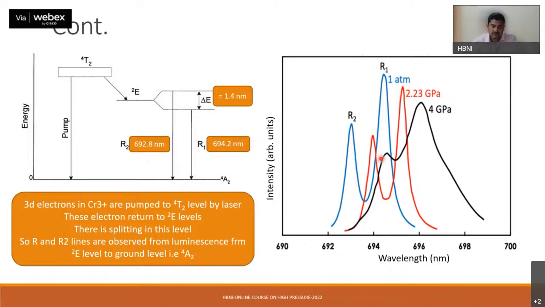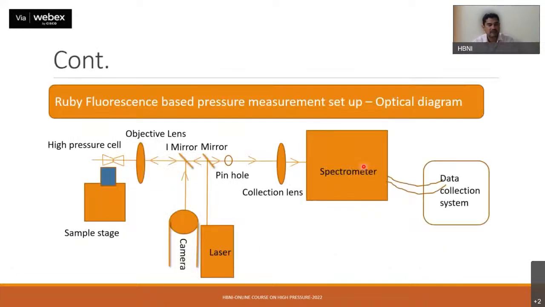And both these R1 and R2 lines shift with pressure. So this shift with pressure can be calibrated against the known equation of state of metals. And that's how the Ruby scale is more frequently used in the high pressure experiments, especially the static high pressure experiments used with the diamond anvil cells. So in the next slides, I will tell you the typical experimental setup which is used for Ruby fluorescence based pressure measurement.